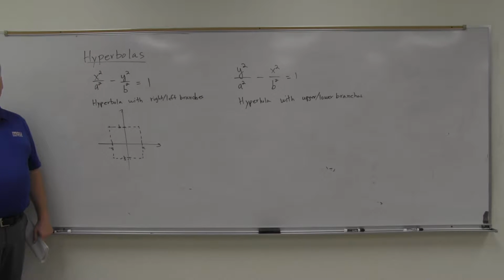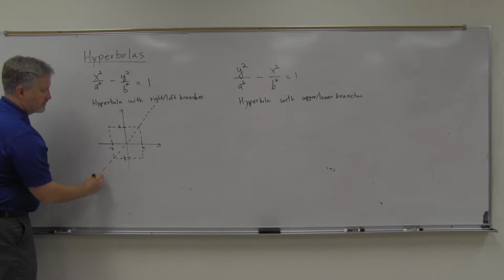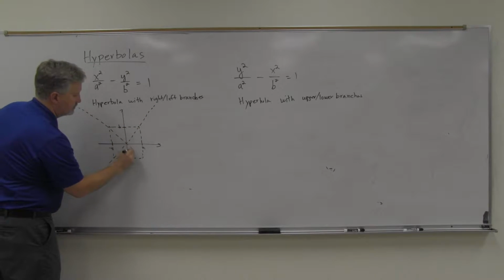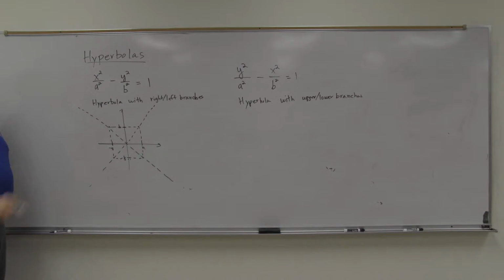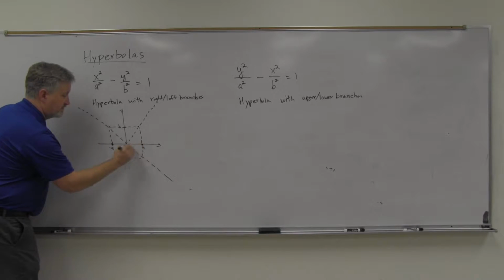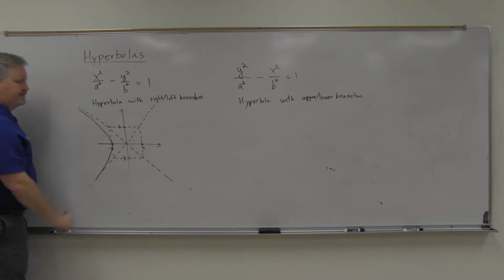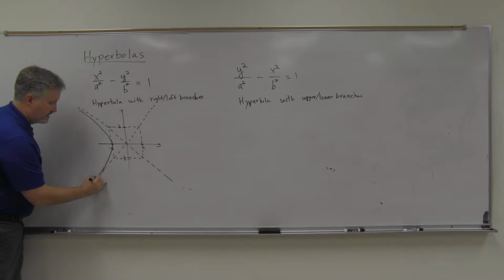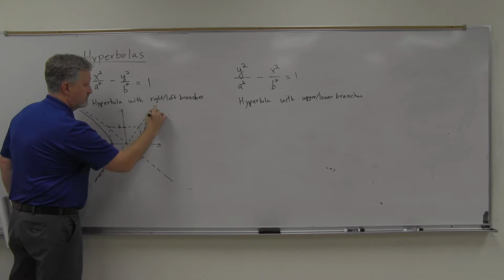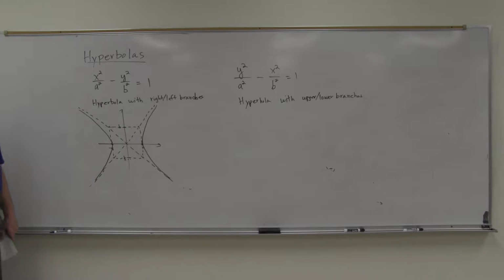Draw in that rectangle through the a's and the b's. And what those give me are the asymptotes. Draw the diagonals, extended diagonals through that. And then since it's right and left branch, it hits this one and this one, that'll be my vertices. And then it'll be asymptotic, I believe that's a word, to those asymptotes I drew in, on both sides. That's how I get my branches. It's not that bad. Just have to do a little rectangle and then diagonals.